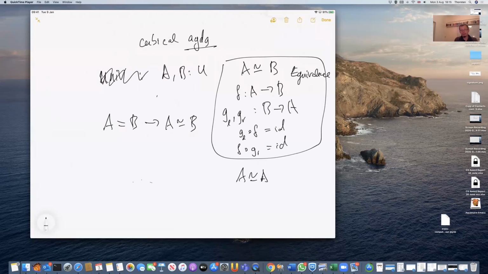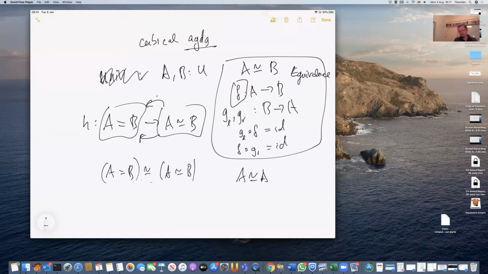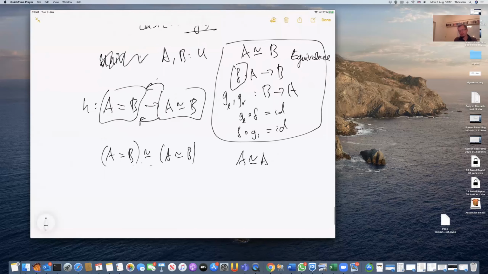So this function here, I call it equality to equivalence. I call it H, okay. And now the statement is that this function is an equivalence. So this now plays a function f, so it goes from here to here. And so we have two inverses, one left and one right inverse, and that's equivalence. In particular, it says that A equals B is equivalent to A equivalent B. Which means, okay, equality of types is the same as equivalence.